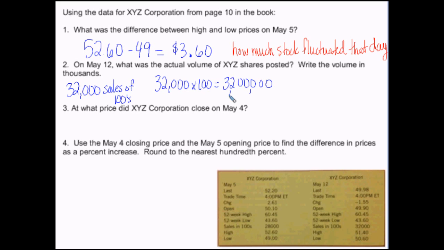So what I had was 32,000 hundreds, which equals 3,200,000. But if I want to write it in just thousands, I take these 3 zeros off, because that's the thousands place right there. So 3,200 thousands. And why would we need to know that? Because sometimes they do report sales in thousands. So if this was sales in thousands, those were 3,200. Make sense so far?